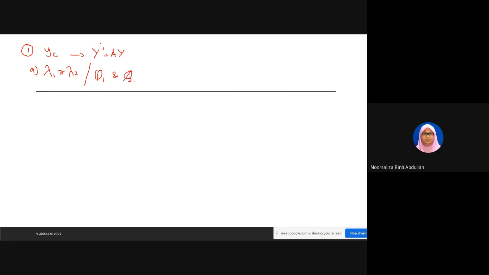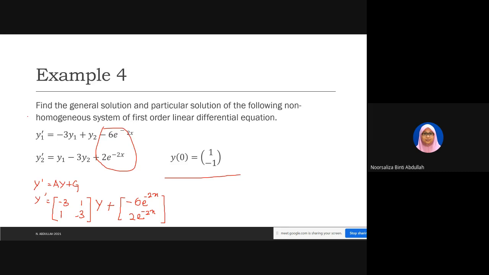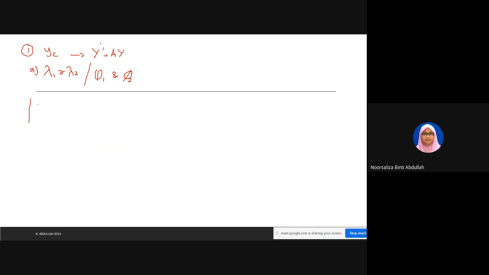Phi 2. So how to get the eigenvalues lambda 1 and lambda 2? You have the matrix A. Your A is minus 3, 1, 1, minus 3. Make sure this one you minus lambda, and this one also you minus lambda. And this equals 0.